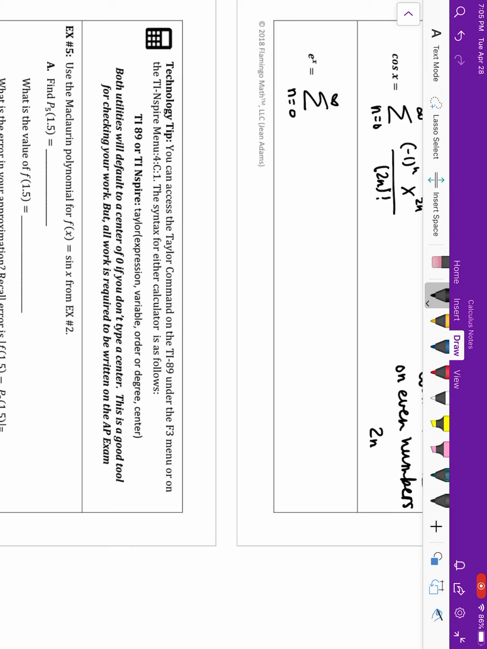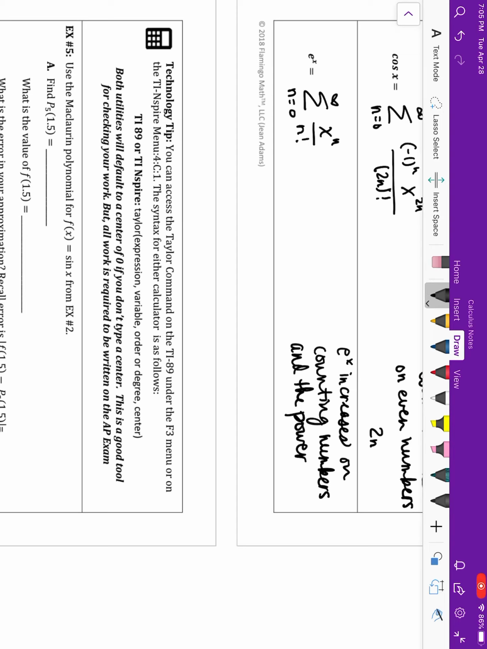Summation, so now e to the x, summation n equals 0 to infinity. And if you remember, we found out that the nth term was x to the n over n factorial. And e to the x increases on counting numbers. And the power equals the factorial.